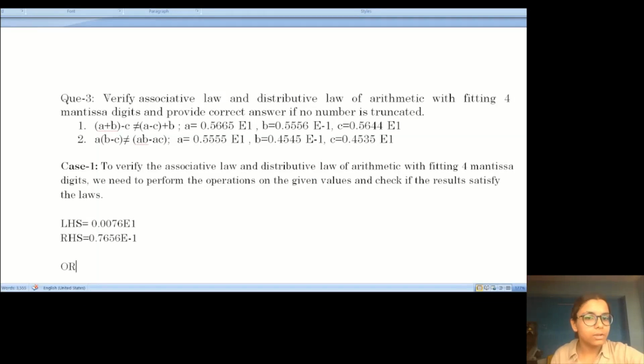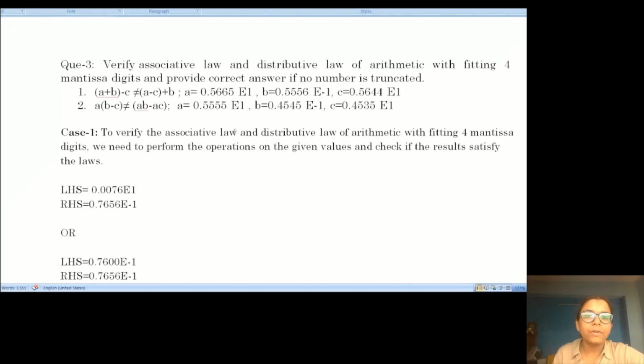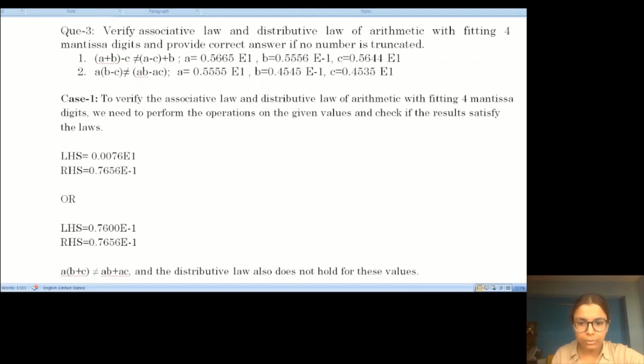Question 3 is to verify the associative law and distributive law of arithmetic with floating point 4 mantissa digits, and provide the correct answer if no number is truncated. So we have two cases which we have to prove as written here. We have to prove both the laws with the given data, and I can show you that I have already done that.